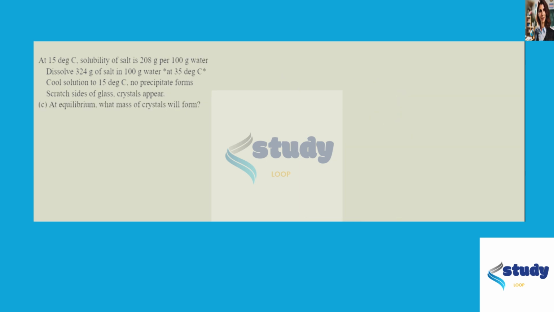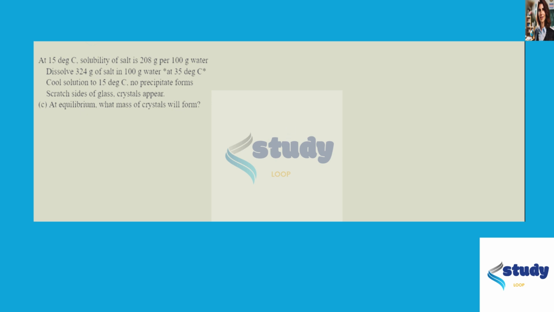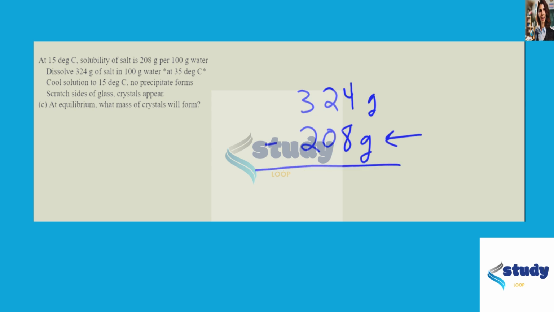Finally, in part C, we're asked, at equilibrium, what mass of crystals will form? Well, recall that at equilibrium, we're going to go back to a saturated solution. So if we know that a saturated solution contains 208 grams, and we started with 324, what will remain in solution is the 208, and what we started with was the 324. So if we subtract, we'll get the mass of crystals that will form. So this difference is 116 grams.